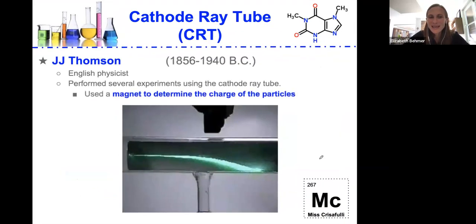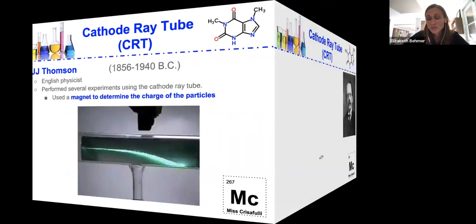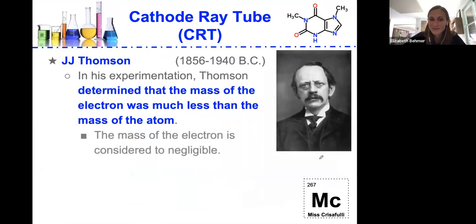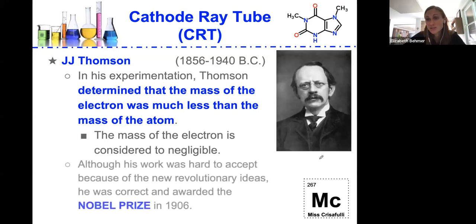So J.J. Thomson performed an experiment using the magnet to determine the charge of those particles, which he found out was negative. In his experimentation, Thomson also determined that the mass of the electron was much less than the mass of the atom. The mass of the electron is considered to be negligible because it's so small that it's considered to be almost nothing. Although his work was hard to accept because of new revolutionary ideas, he was correct, and he was awarded the Nobel Prize in 1906, J.J. Thomson.